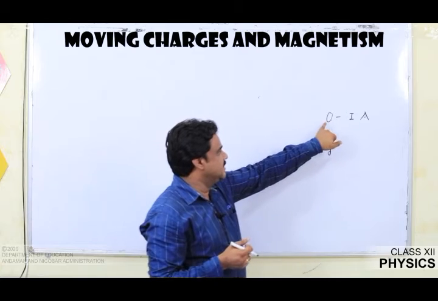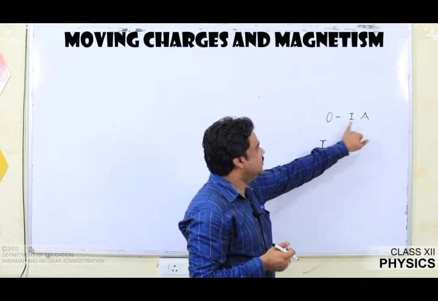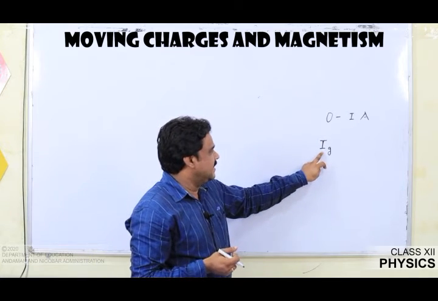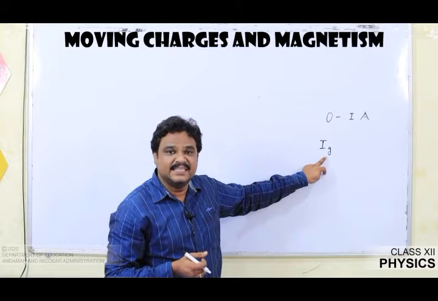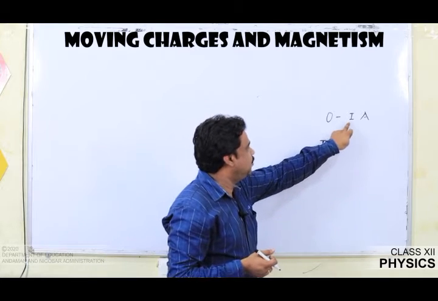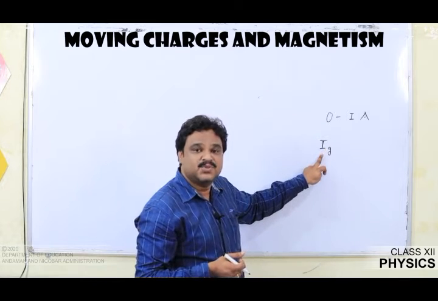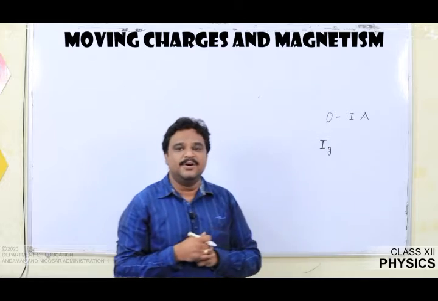So I want to convert a galvanometer into an ammeter of desired range. What about the range? 0 to I ampere. Number 2, a current Ig flows through the galvanometer and it gives full scale deflection, and the value of Ig is much smaller than I. To be very clear, I is the range, Ig is the current that flows through the galvanometer. The value of Ig will be very small when compared to the value of I.